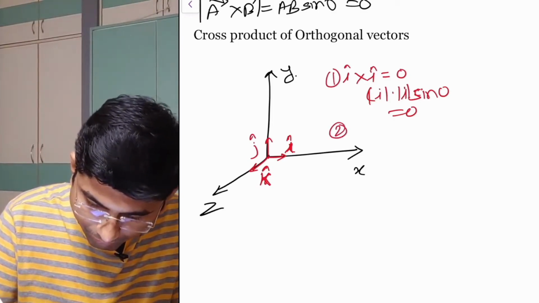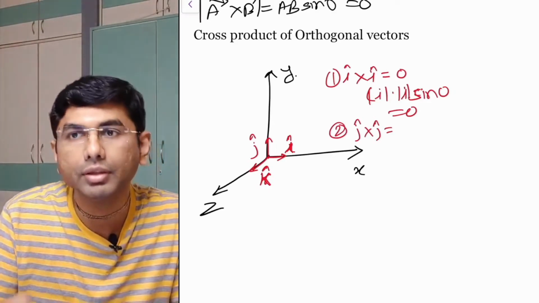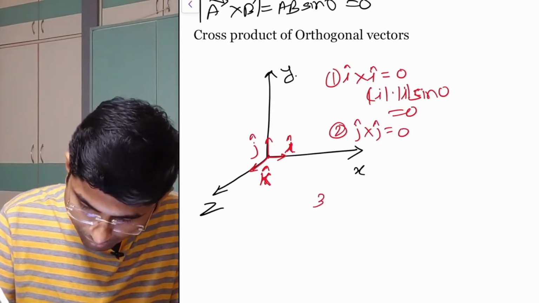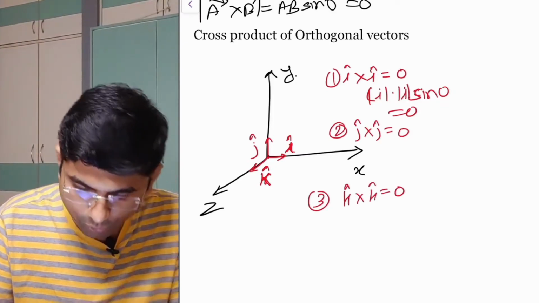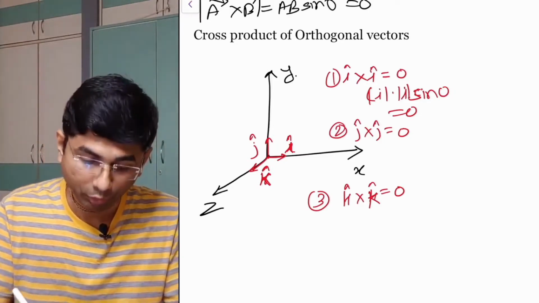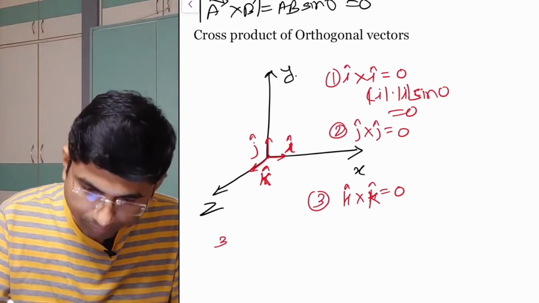Second case: the same thing applies when j cross j, both are unit vectors, same unit vectors being multiplied, the answer will be 0. Third will be the same case, k cross k is equal to 0. Now this is very easy, but when we consider i cross j, that will be the next case.